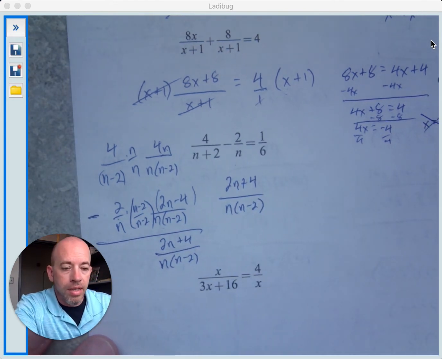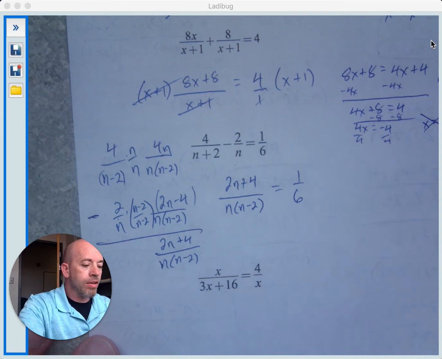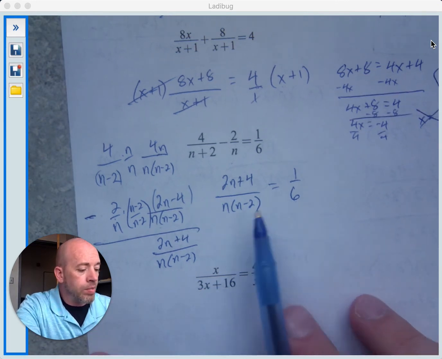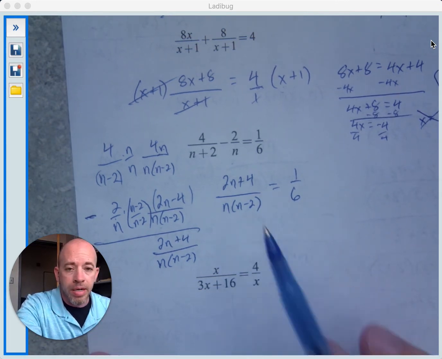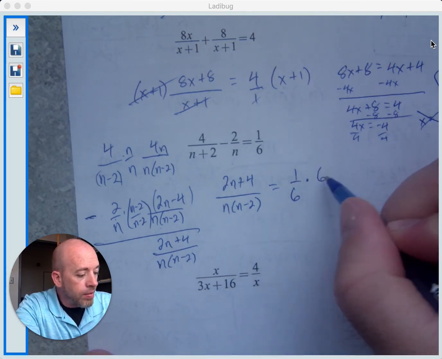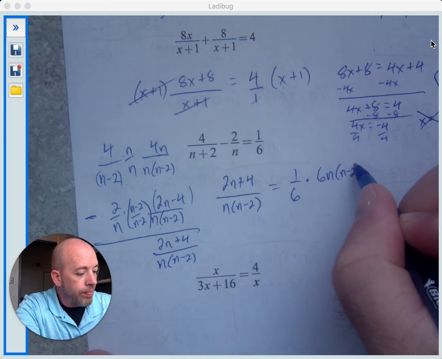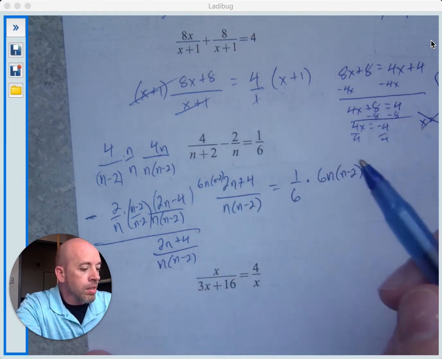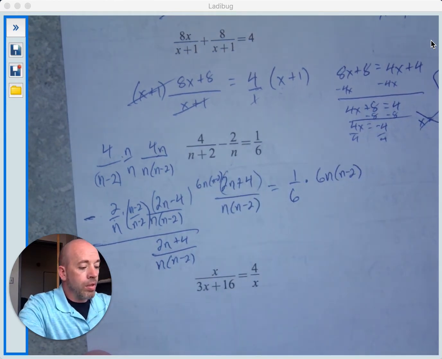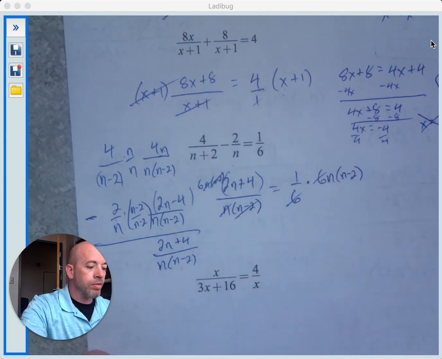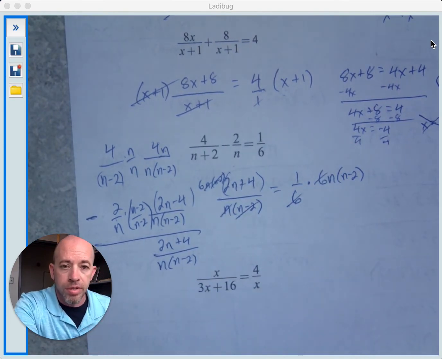All right, and then that's equal to the 1/6. So I did the operation on the left, and now we have a fraction equal to a fraction. Your common denominator will include all these parts of the denominator, a 6, an n, and an n minus 2. So we're going to multiply both sides by 6, an n, and an n minus 2. Same thing over here, a 6, an n, and an n minus 2. All right, so 6's cancel over here. The n's and the n minus 2's cancel over here.